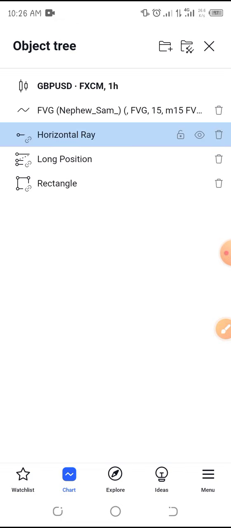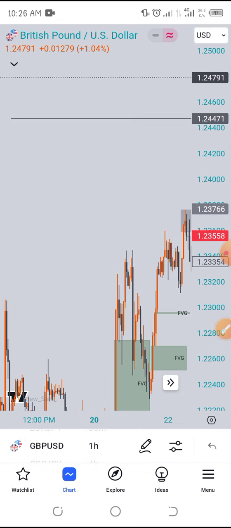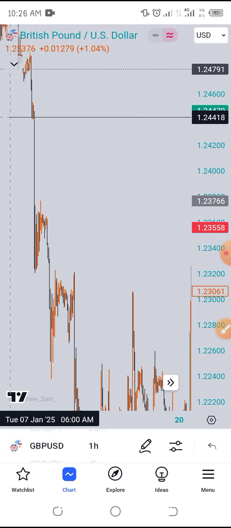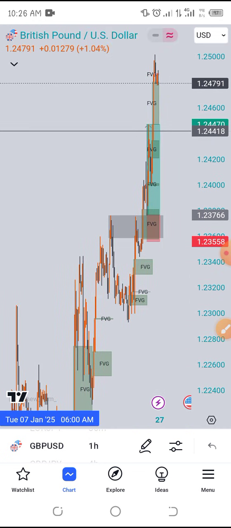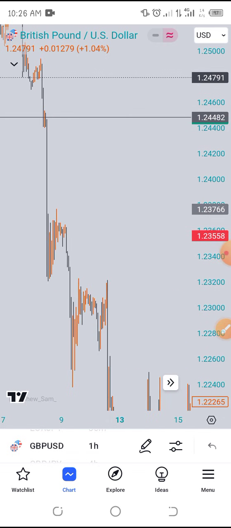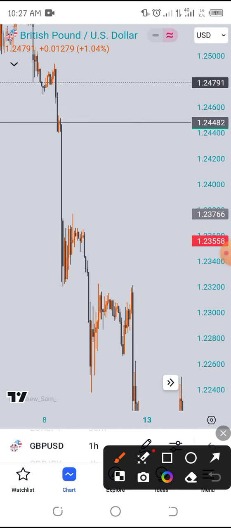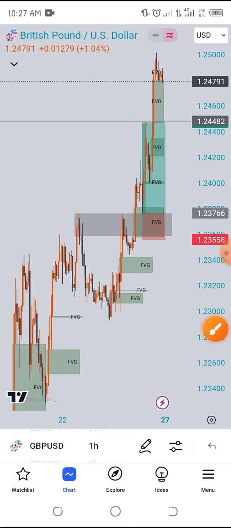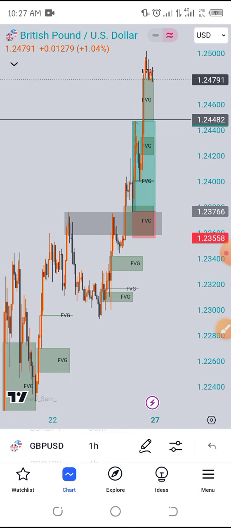Let me draw the line, sorry guys, so you can see. Can you see this strong imbalance here? Yes. So this is the major reason. I knew that price would definitely want to come and fill up all this imbalance and take it out. All these are draw on liquidity. Do you understand now? So that's why I had to put my TP at that level, because I knew that it would definitely attract price to touch that level.